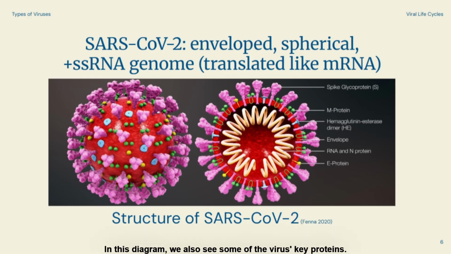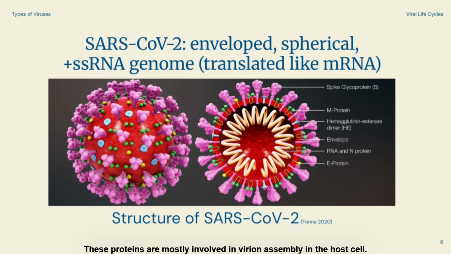In this diagram, we also see some of the virus's key proteins. We see the S-glycoprotein sticking out of the envelope for receptor binding with host cells. We also see the enzyme hemagglutinin esterase, which acts as a glycoprotein that aids in attachment by binding to sialic acid residues on the host cell membrane. We see that proteins E and M are embedded deep in the envelope.